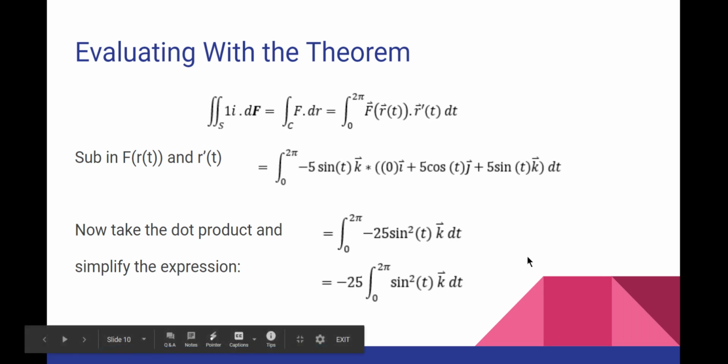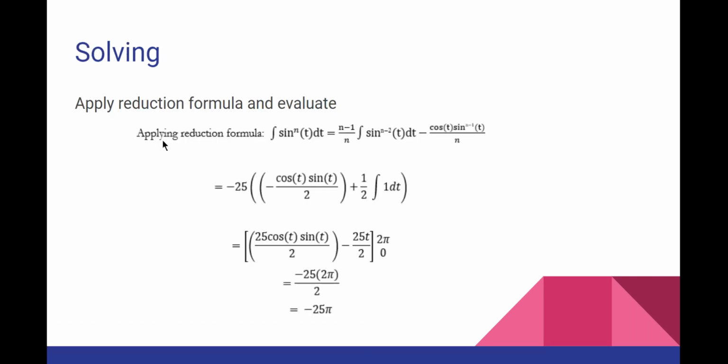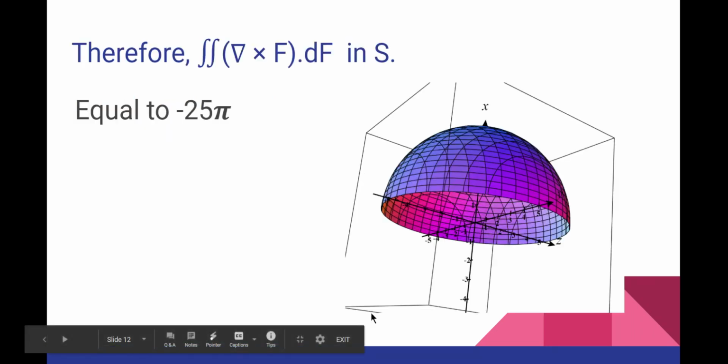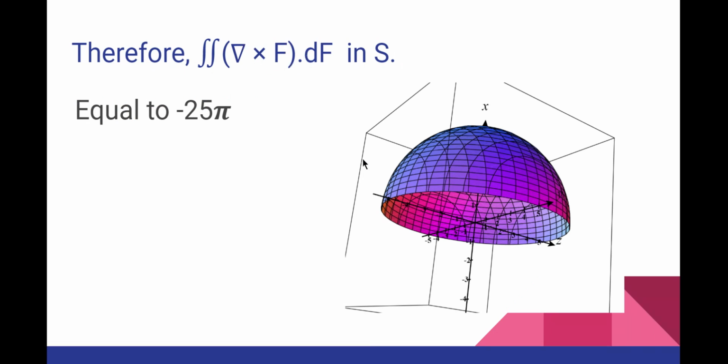We can now evaluate this integral by simplifying it and then using a reduction formula for sine to a greater power. Using that formula here, we find that our final computation gives us negative 25 pi. So the double integral of the curl of F, that is the gradient crossed with F in S, is equal to negative 25 pi.